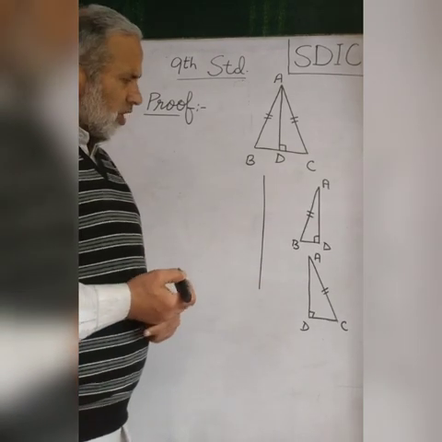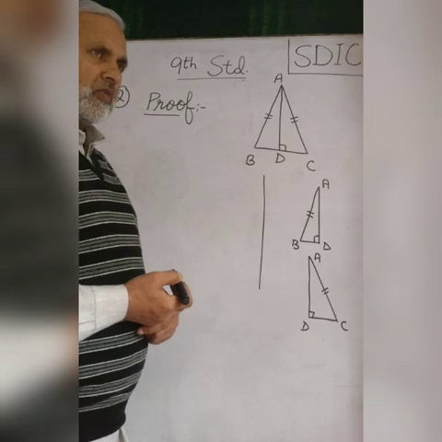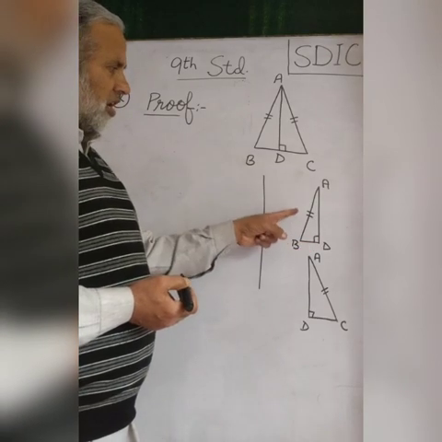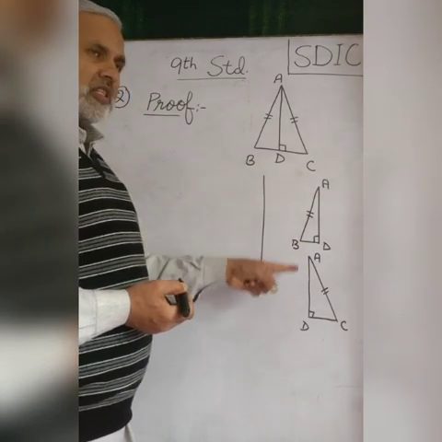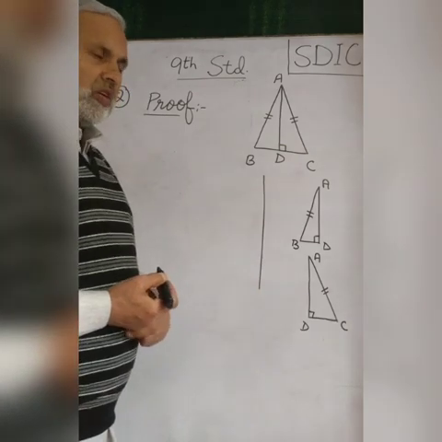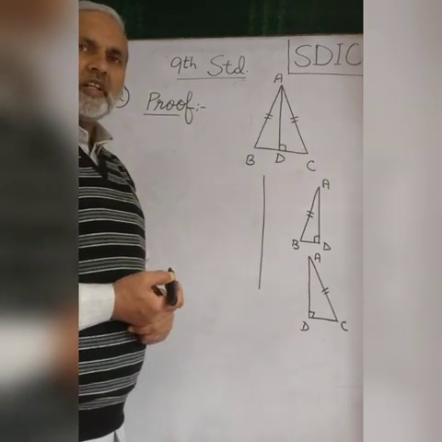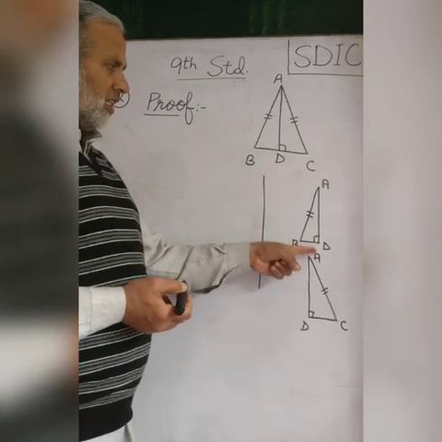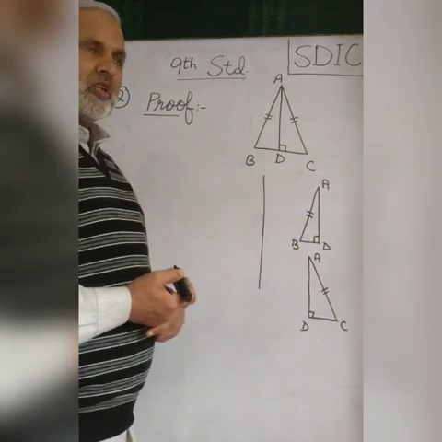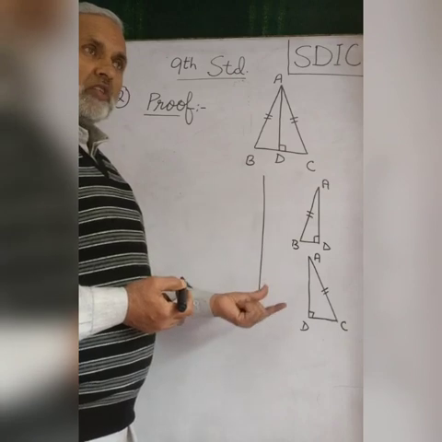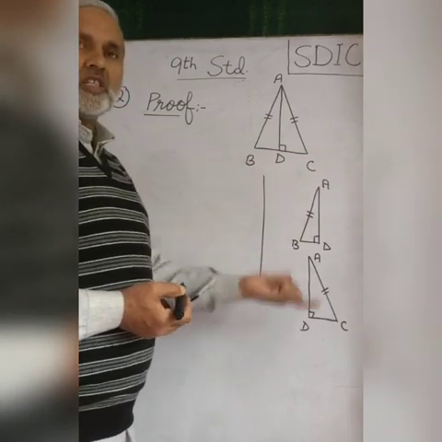And when we identify them, we have a right angle, we have a hypotenuse and one of the sides. Therefore, for the congruency of these two triangles, we shall be using the RHS congruency rule. Right angle, hypotenuse and side. There are two sides and one angle. We cannot use here the SAS congruency rule.